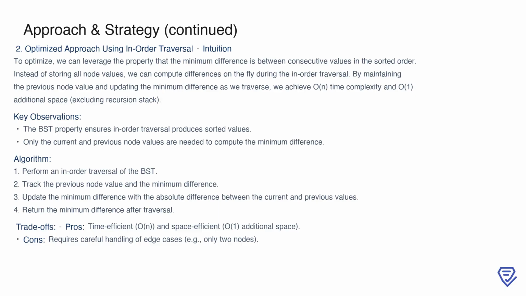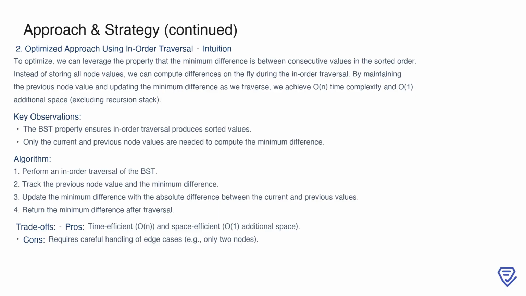By maintaining the previous node's value and updating the minimum difference on the fly, we eliminate the need for additional space to store the entire sequence. This results in an approach with O(n) time complexity and O(1) additional space, excluding the recursion stack. The algorithm is straightforward: perform an in-order traversal, keep track of the previous node value, and calculate the absolute difference with the current node value, updating the minimum difference as needed.